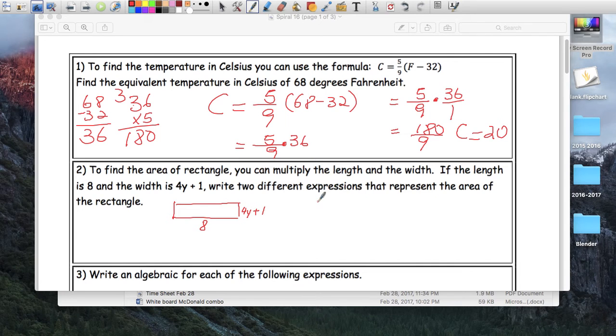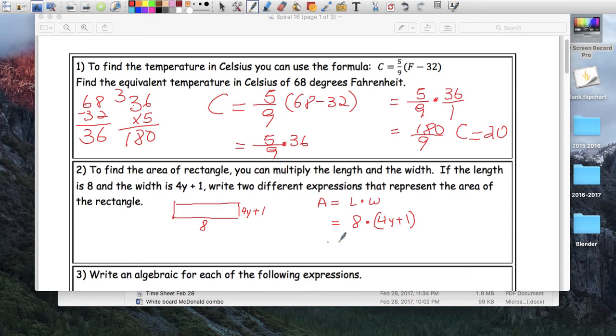All right, so remember, to find the area of a rectangle, you multiply L, the length, times the width. We're given that the length is 8, so let's replace the L with 8. And we're going to multiply times the width, and the width is 4y plus 1. Can't leave it like this. We're going to leave it in parentheses, because if we left it without parentheses, we would be multiplying 8 times 4y only and not 8 times 4y plus 1. So you need parentheses. There's one expression: 8 times (4y plus 1).